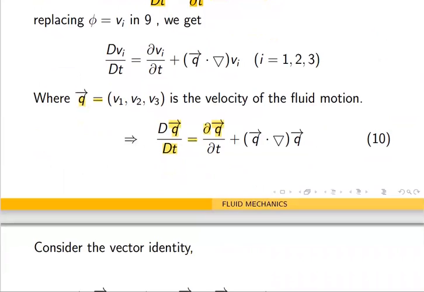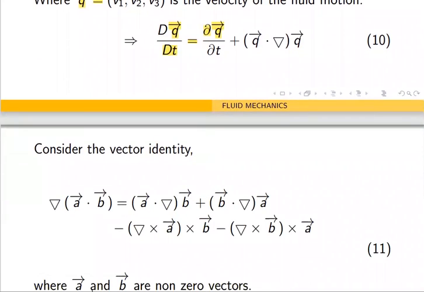This is equation 10. Now, what is equation 10? The LHS is nothing but the material acceleration. And in the RHS, the first part is the local acceleration or spatial acceleration.